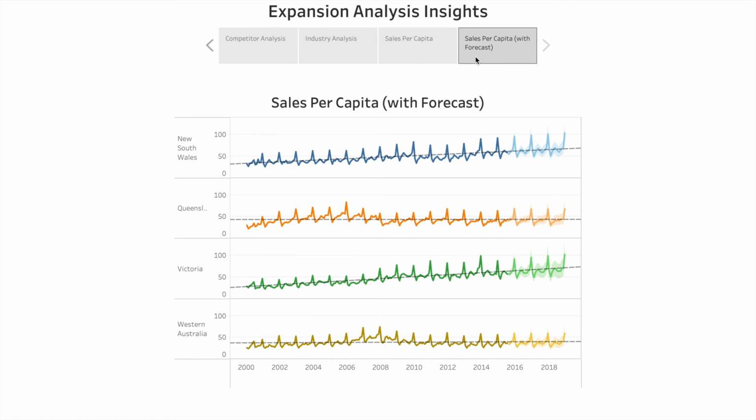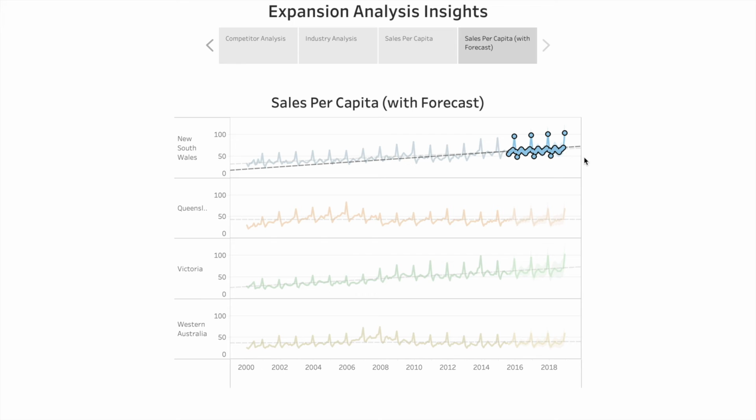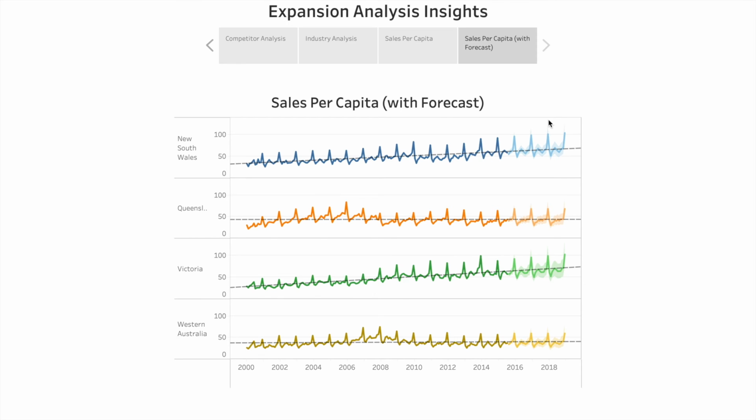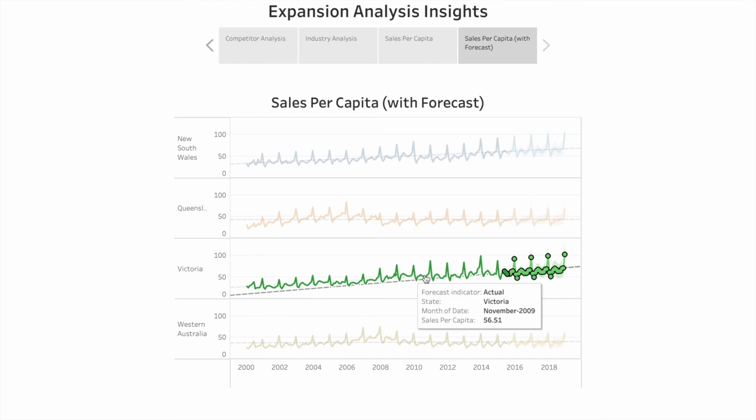This last dashboard displays the forecast feature we use to predict the trend and thus sales per capita for the states in the next 3 years. The trend in Victoria is the closest to the current state, New South Wales, where the company is currently operating. From this report, we can safely conclude that among the 3 prospective states, Queensland, Victoria, and Western Australia, the company should expand its business in the state of Victoria.